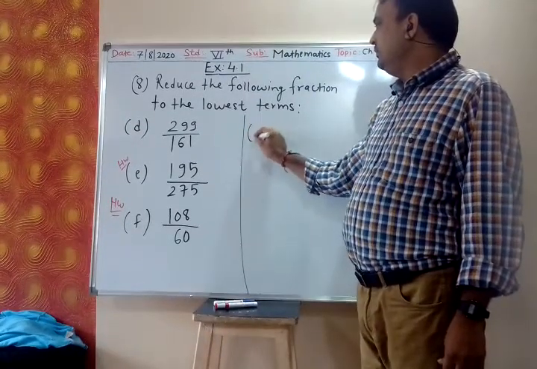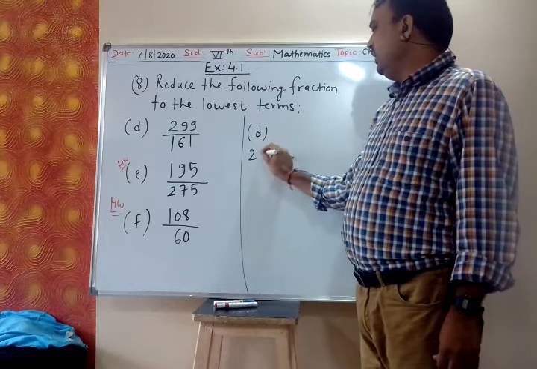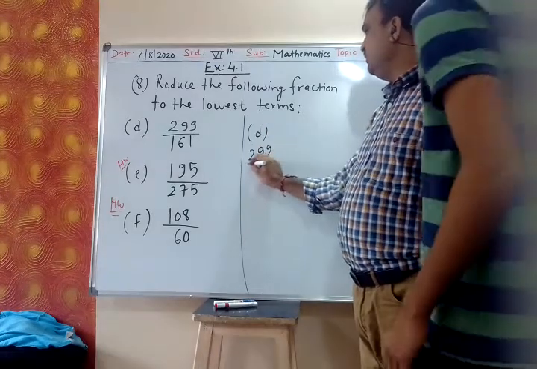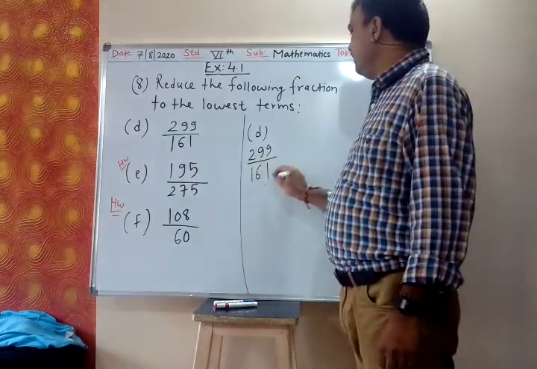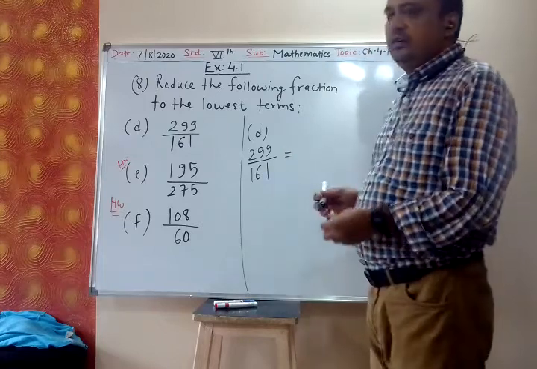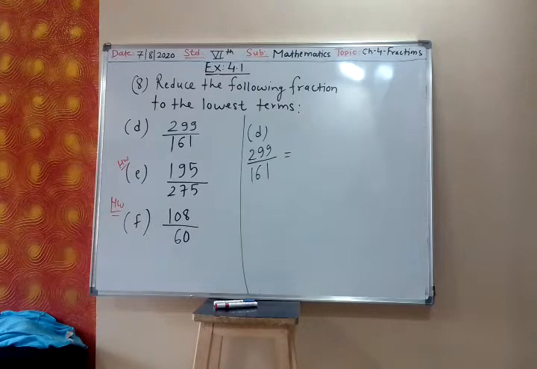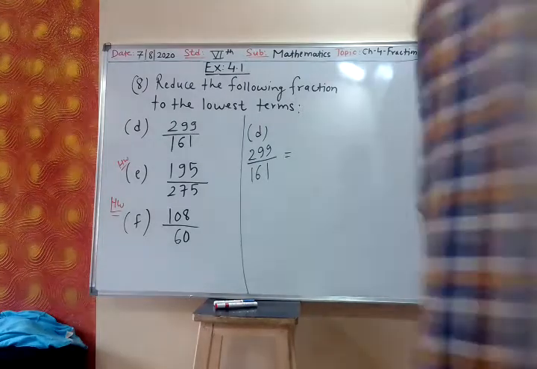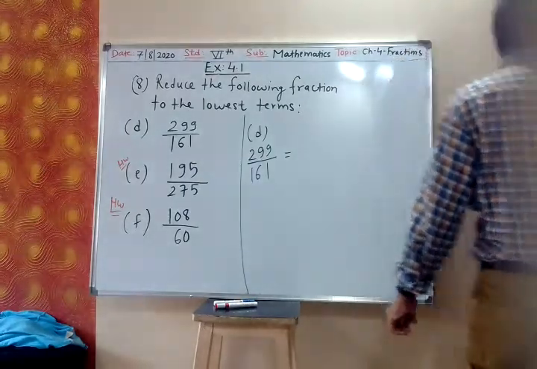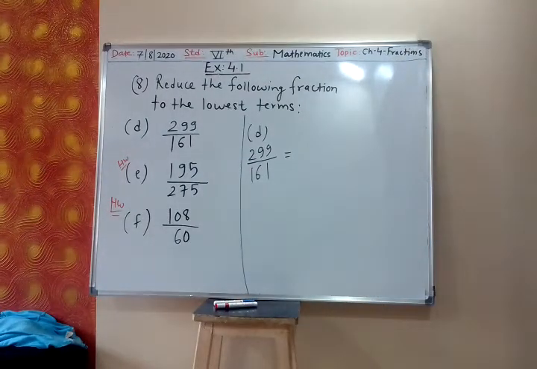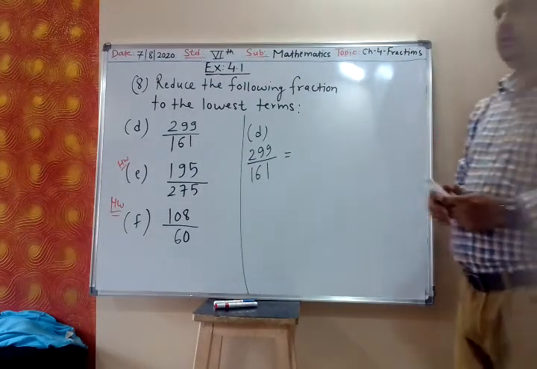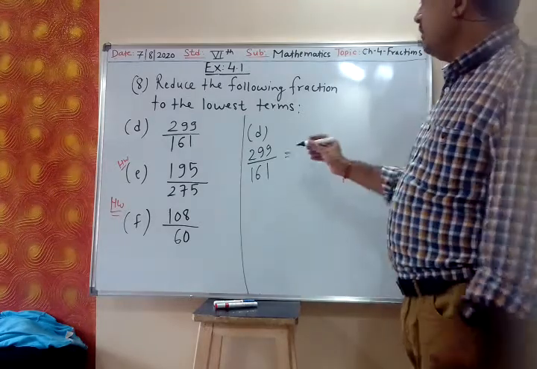Write the fraction 299 upon 161 in the lowest term. To write the fraction in the lowest form, we have to cancel the common term.